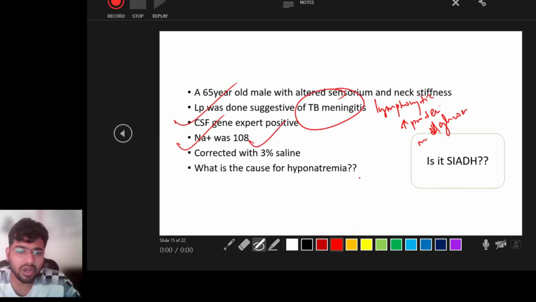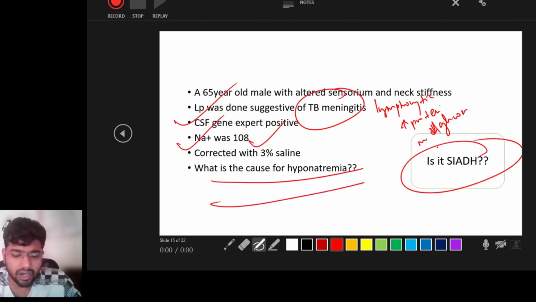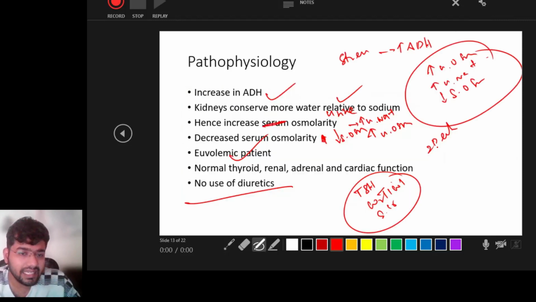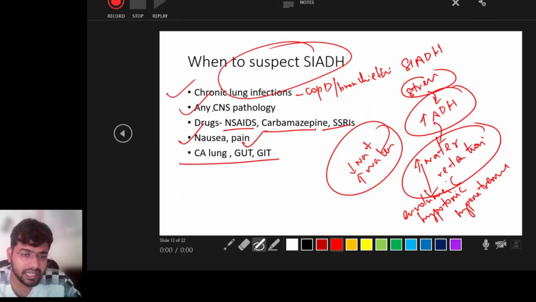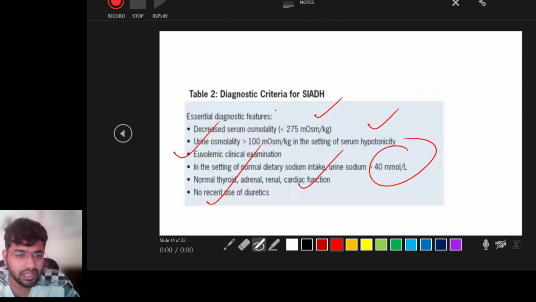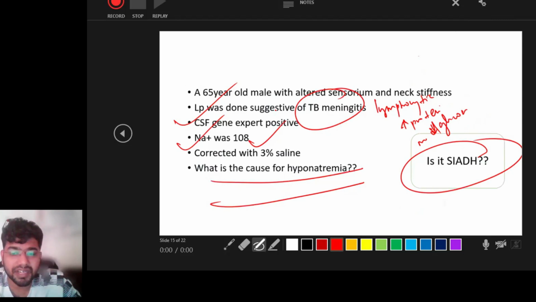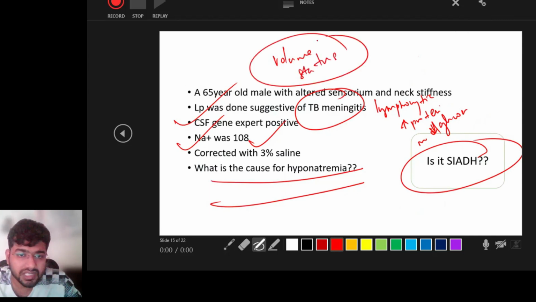What is the cause? Is it SIADH? As I already told, any CNS pathology can trigger SIADH. Could it be SIADH? But remember, here there is no mention of the volume status of the patient. As I already told, the volume status of the patient is very, very critical.